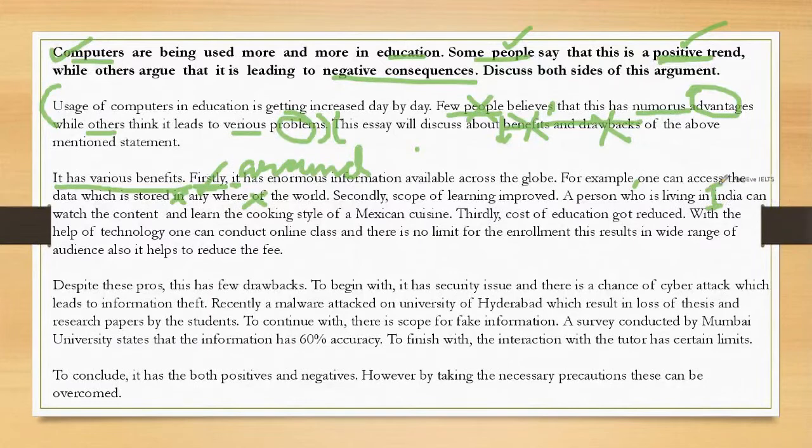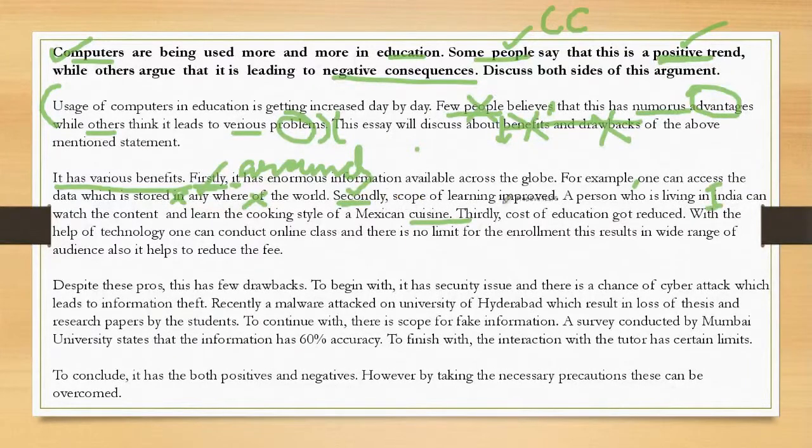So all these tiny things are what we take care of during our one-to-one sessions as well. We are very minute and particular while correcting every essay. A person who's living in India can watch the content and learn the cooking style of a Mexican cuisine. So he's used a good word here. His vocabulary is decent. Thirdly, so let's first focus on the second point. So this is a good connector. His cohesion and coherence, I would say, is good.